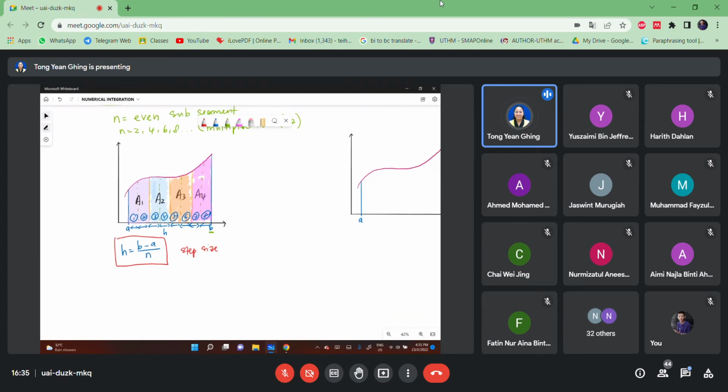Okay, now we want to find the area. So the total area has to be A1 plus A2 plus A3 plus A4, right? So let's find A1 first. Let's say I put this one as X0, and here this one is X1, and here you can see.